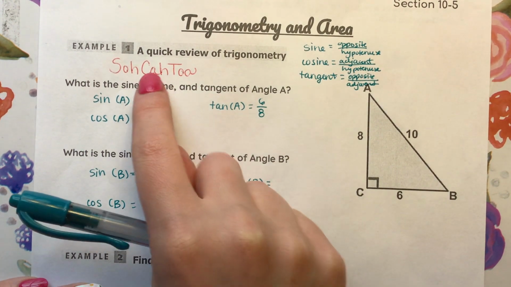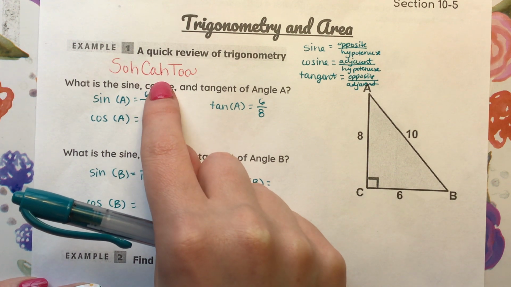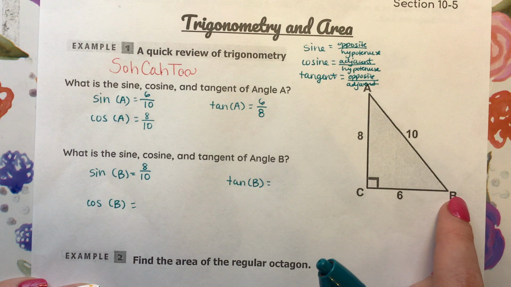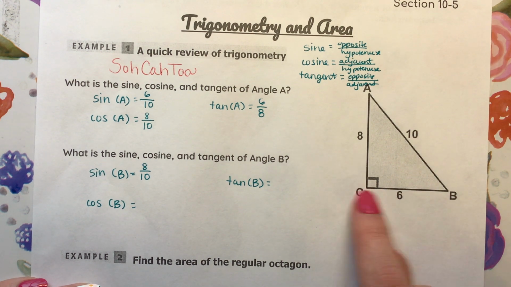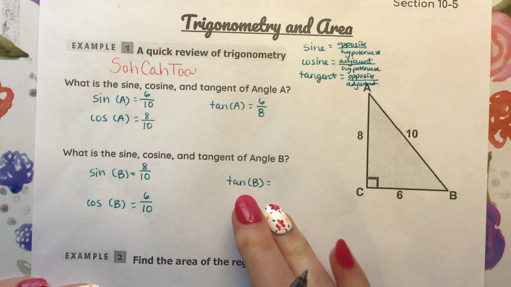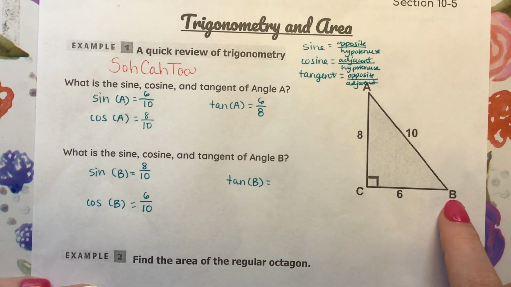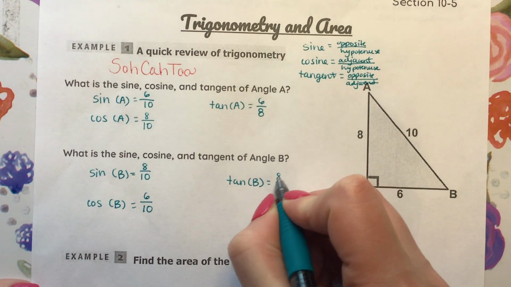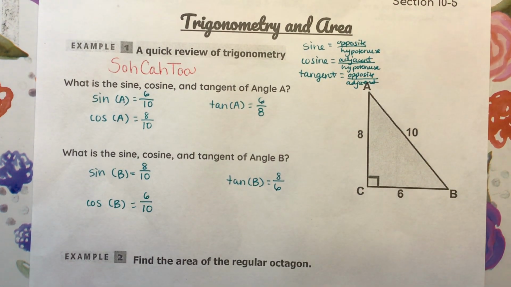Now I'm doing cosine. Cosine is adjacent over hypotenuse. So here's my angle B. What side is closest to it? Well, that's the 6. That's the adjacent side. Hypotenuse is still 10, so I have 6 over 10. And finally, I'm doing tangent of B. Tangent is opposite over adjacent, or 8 over 6. So that's just a quick review.